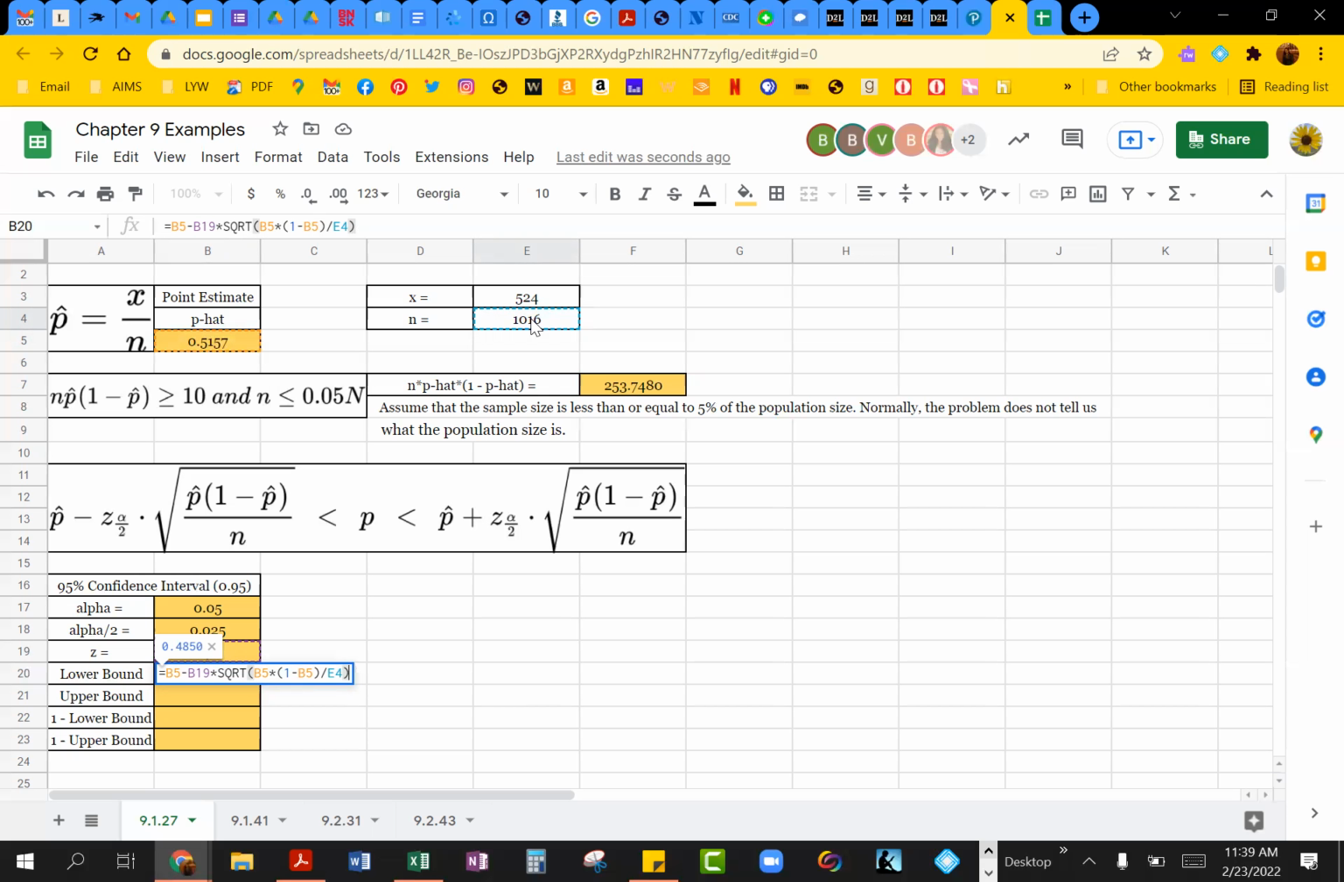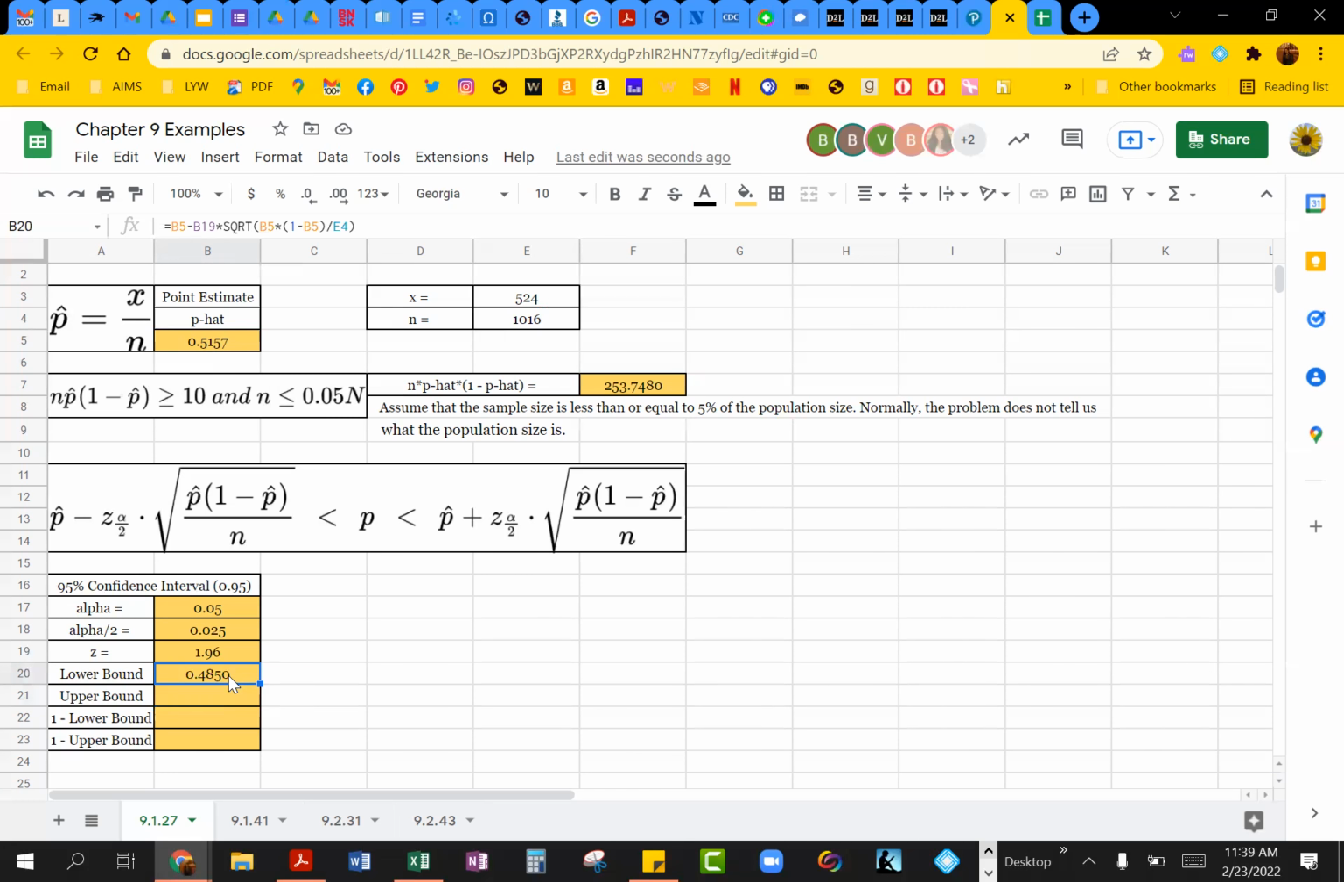And then, of course, by default, Excel, Google Sheets, they use order of operations. So they'll do the calculation themselves. So this gives you your lower bound. And you can see our lower bound is coming out to be about 48.5%. So just slightly lower than our point estimate here.